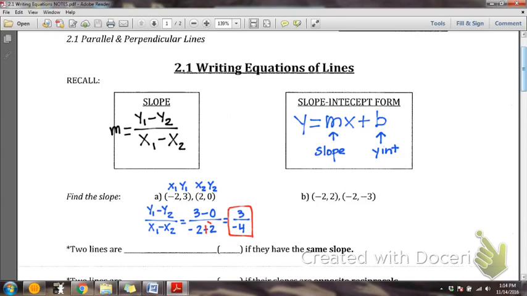Now, if you did your y2 first and your x2 first, then you would get negative 3 over positive 4. It means the same thing. So I don't really care where your negative sign is, top or bottom. It's going to mean the same thing. All right, try letter B without me. Don't move forward. Just try letter B. Find the slope of letter B.